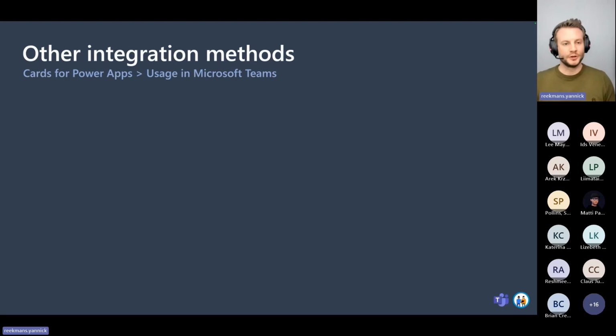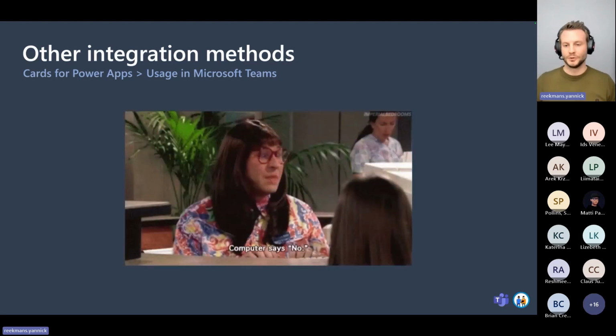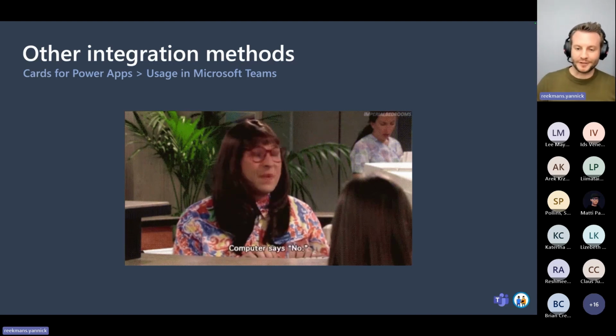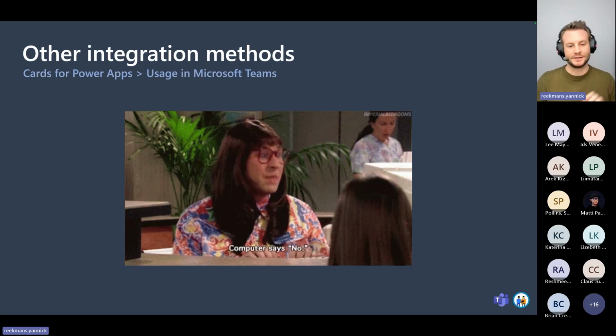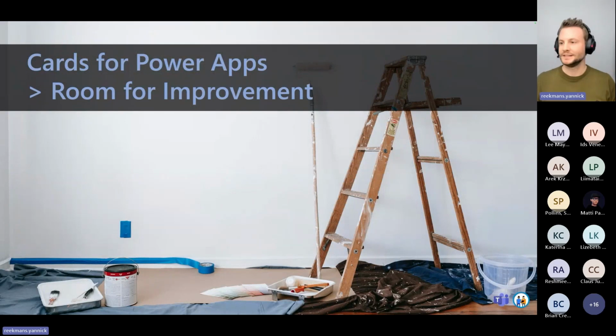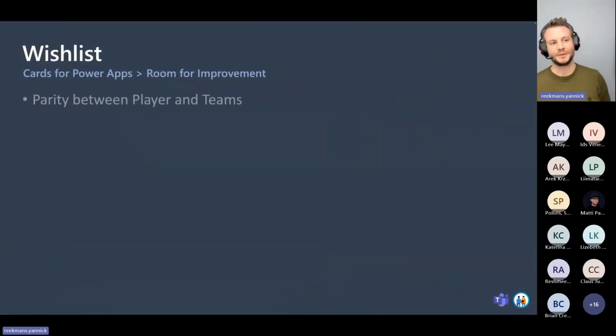Other integration methods, other usage methods, computer says no. These cards are super interesting, but currently they're only supported in Teams. You cannot render them inside a model-driven app, inside a Canvas app, inside somewhere else, like, I don't know, all of the places that I showed you before where adaptive cards can be posted. iOS, Windows notifications, etc., etc. Cards for Power Apps can only be rendered inside Teams, which means there is a lot of room for improvement.